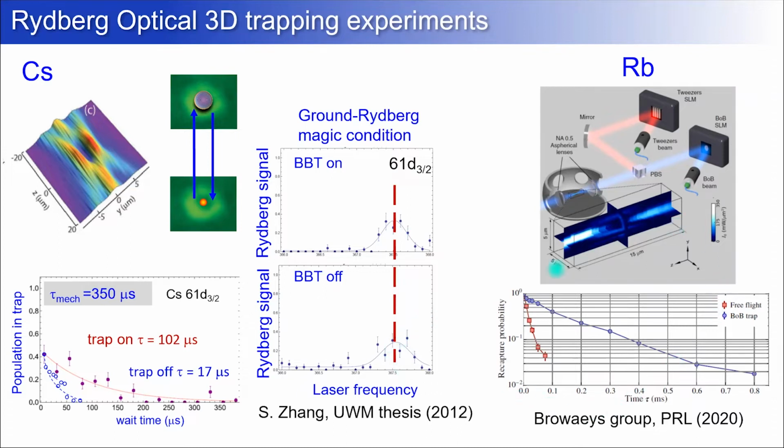But more recently, there have also been demonstrations of this trapping of Rydberg states by the Browaeys group and also the Roche group in Paris, where they show a Rydberg atom walking away in the red curve. With this bottle beam trap on, they get a much longer lifetime, showing that they're trapping it. So you can actually do this.